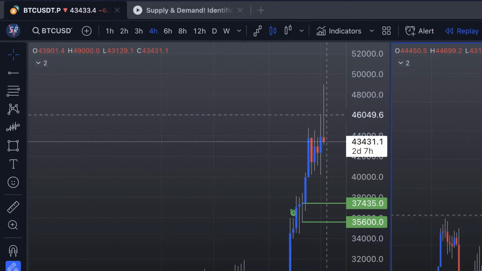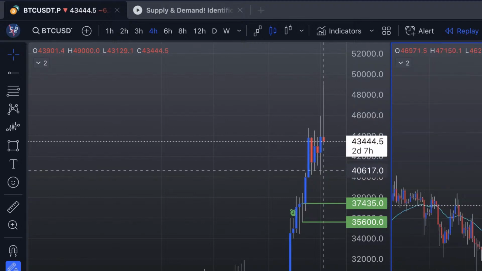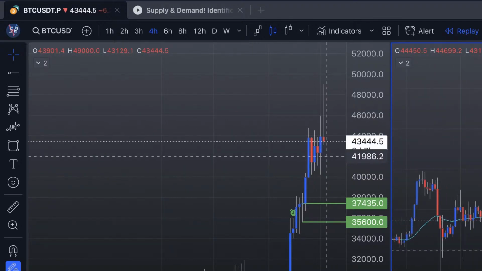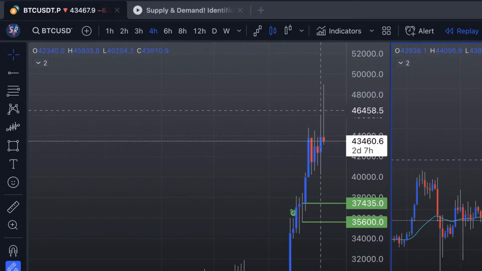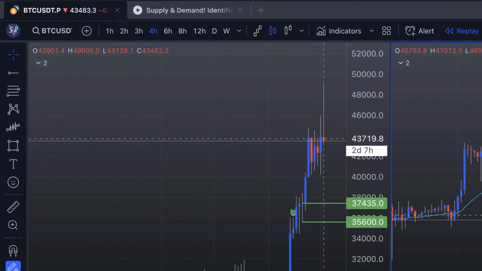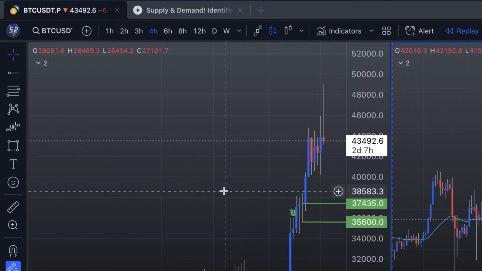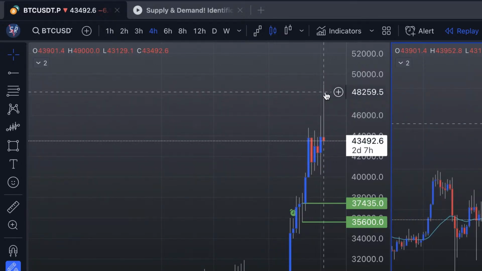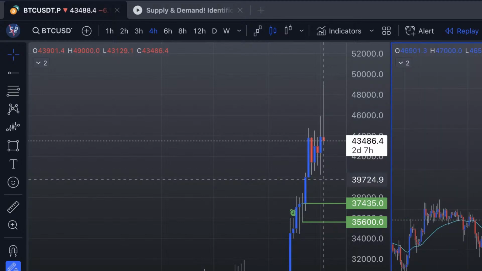Bitcoin. Oof. I made quite a bit of money on Bitcoin this week, pretty decent money, but that demand is gone. Now we've got some sellers coming in. Woo! Look at this weekly candle. This is textbook trickery from institutions.